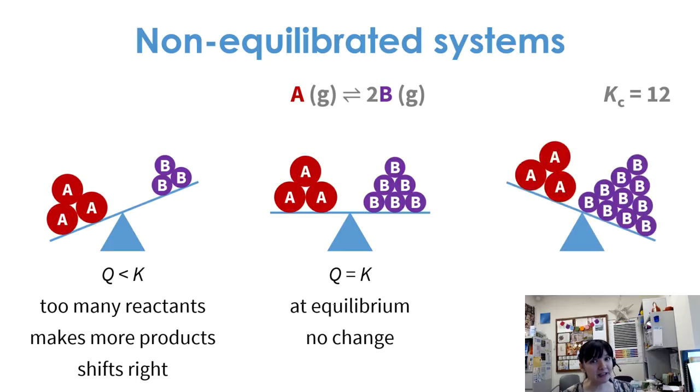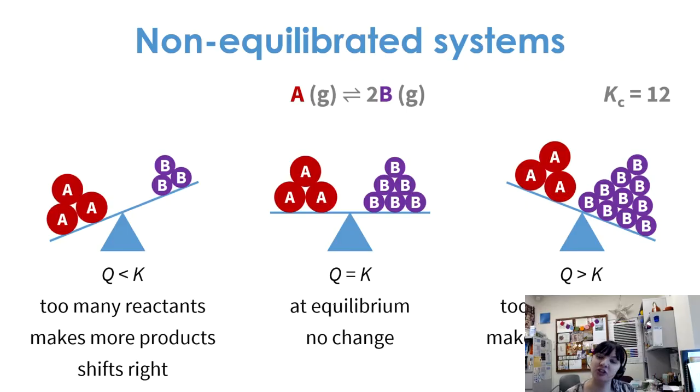And now finally, we can imagine a reverse scenario where instead I have too large of a Q value, that is, too many products or too few reactants. And so again, in response, if I have this third scenario where I have that imbalance, what the reaction is going to do is try to make up for that imbalance, in this case shifting left to make more of our reactants, again just trying to restore that balance between the two.